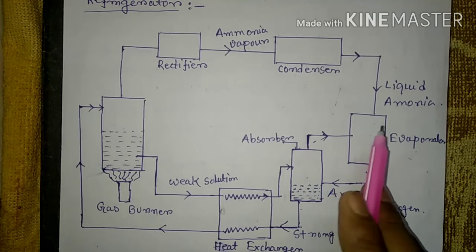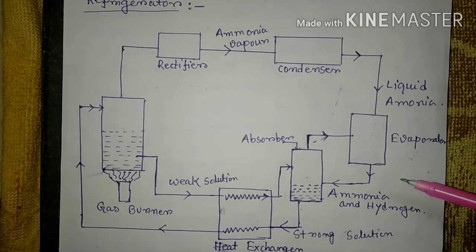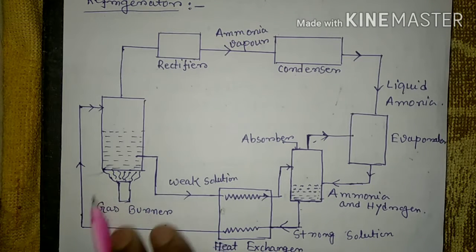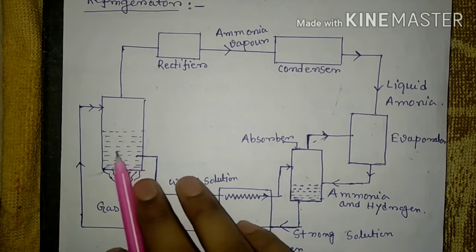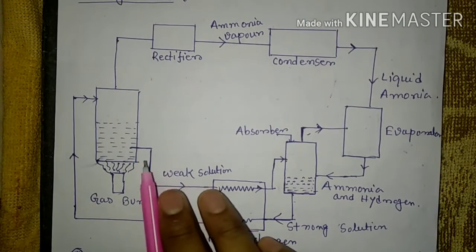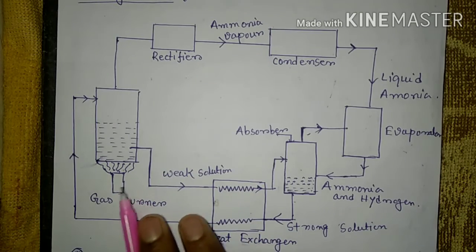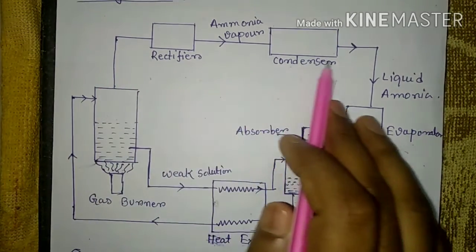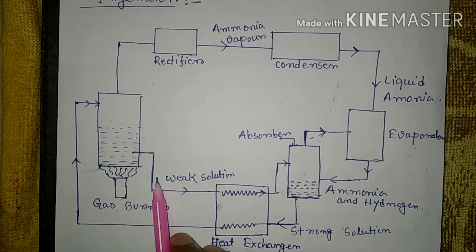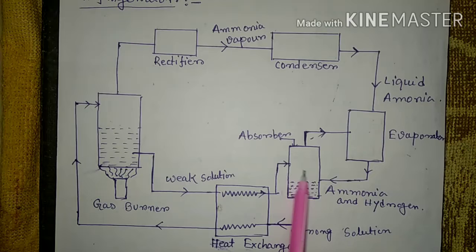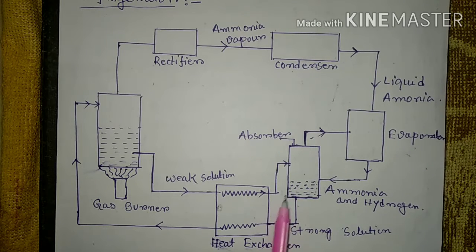incident takes place. Now the hot weak solution: when you heat the strong ammonia solution which comes from the absorber, some hot weak solution is left behind, which does not pass through the rectifier to the condenser and the evaporator. It is left behind in the generator and flows through the heat exchanger to the absorber.